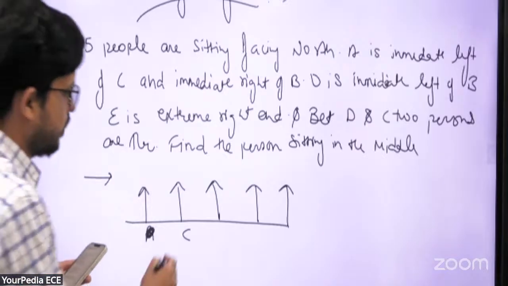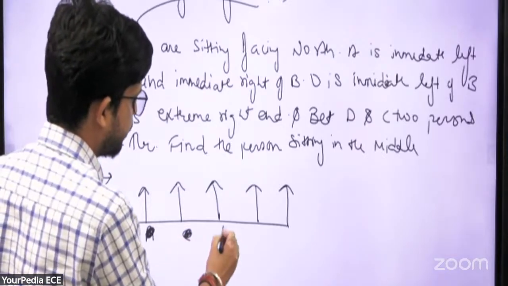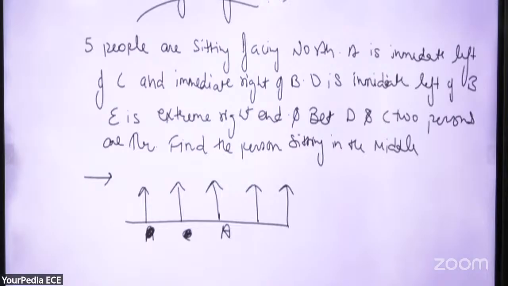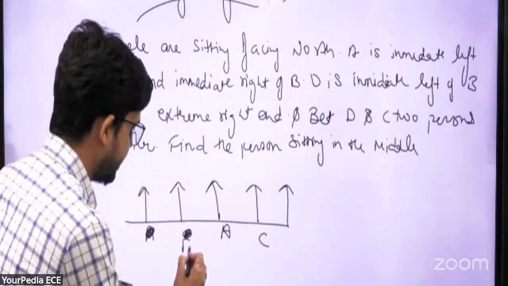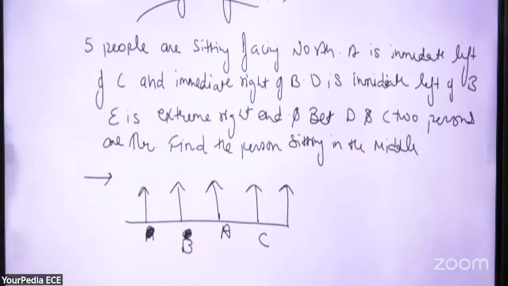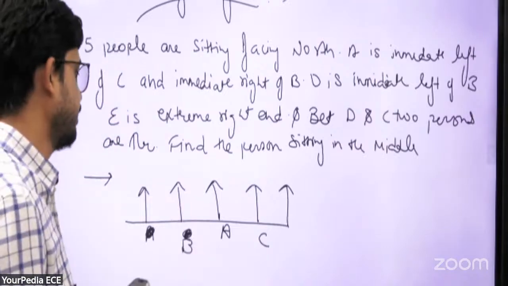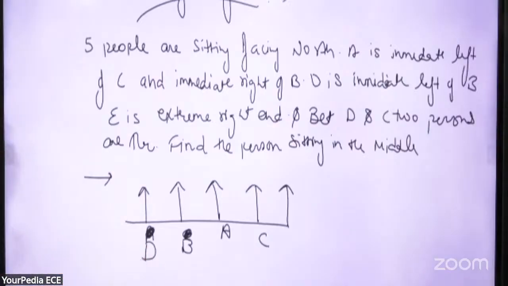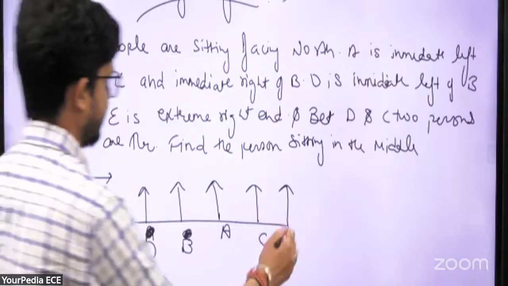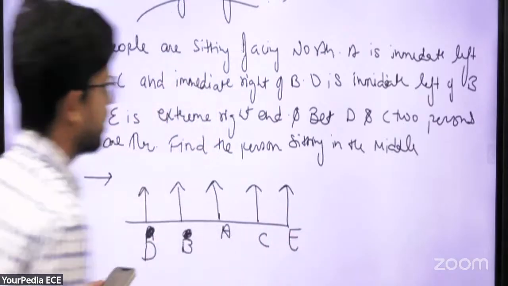Okay? So A is immediate left of whose? A is immediate left of C. We take C here. And A is immediate right of B. So we can make this also. D is immediate left of B. That is the question. And E is at the extreme right end. So we can place E here.